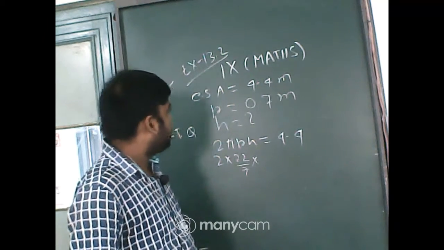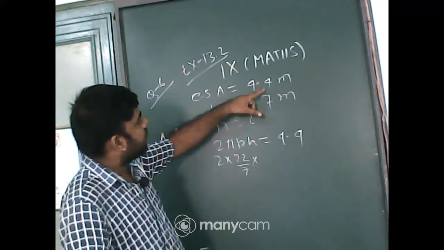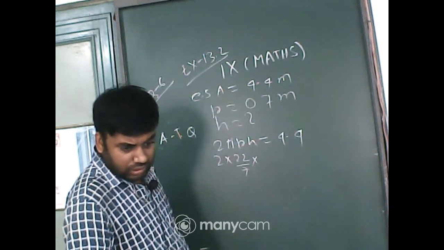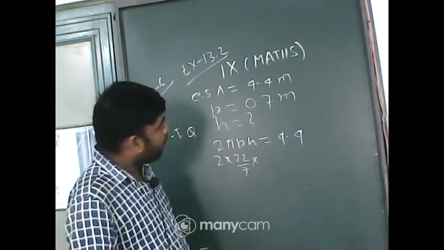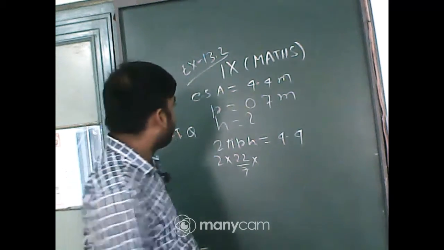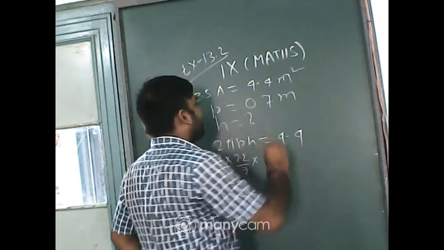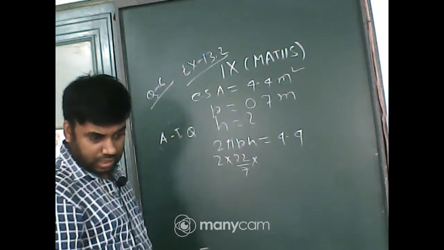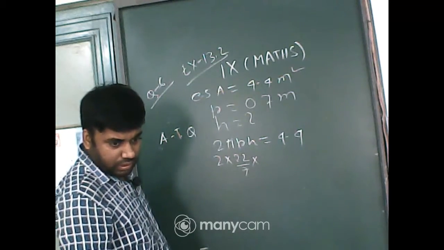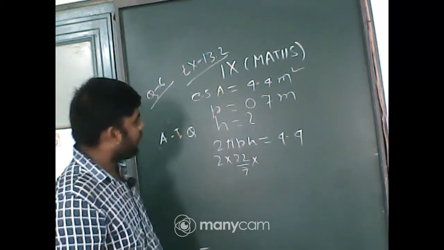Any problem with that? Is anything given as in meter between radius and CSA? 0.7 meter or 0.4? CSA is 4.4 centimeter square and radius is 0.7 meter. Unit, 0.7 meter. Okay, let's see.